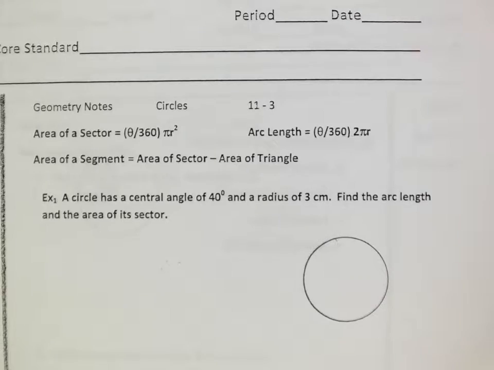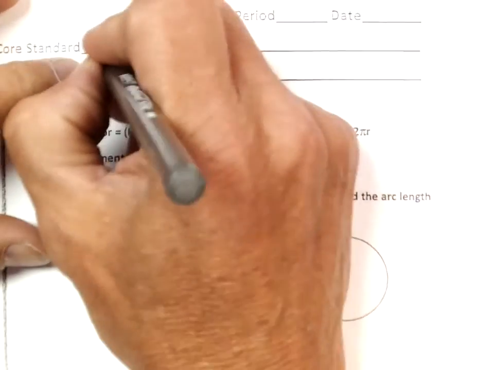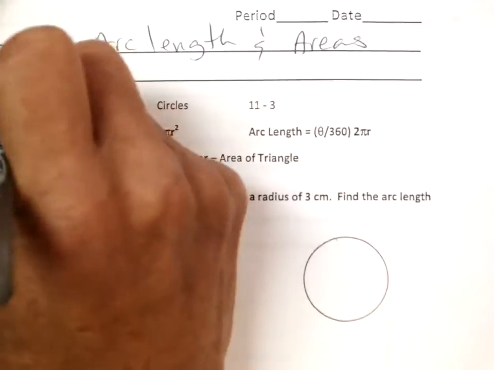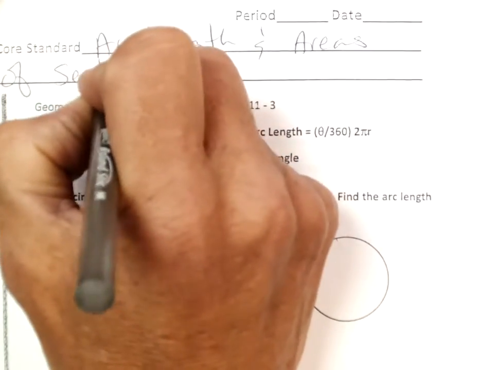Today's lesson, we are going to talk about arc length and areas of sectors. All right.